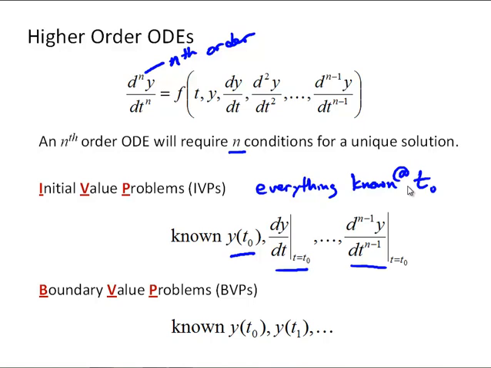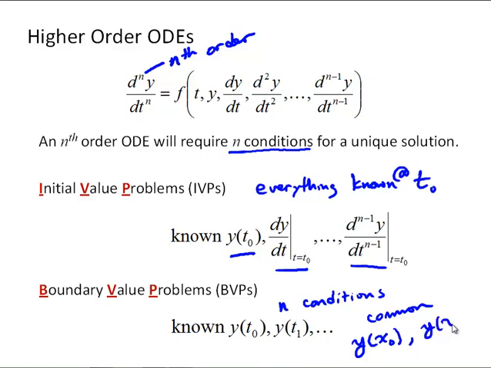A boundary value problem is a little bit different. We still need n conditions, or n constraints, but we get them not from a single initial value of y and its derivatives, but by getting y values at various points in time or space. These are actually common for problems in space, so some y at x0, y at x1, etc. So we'll look at both of these.